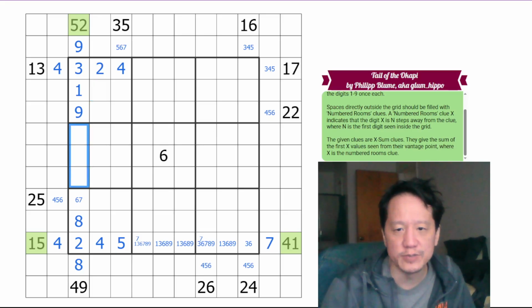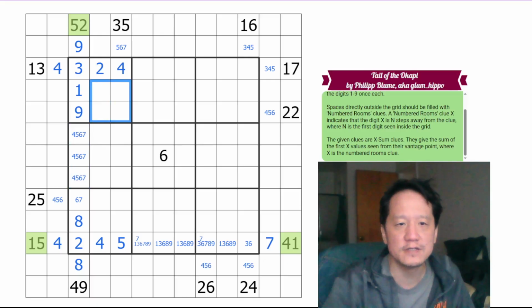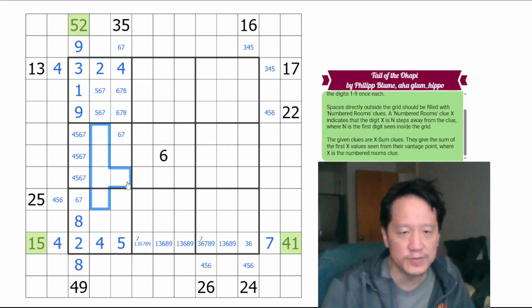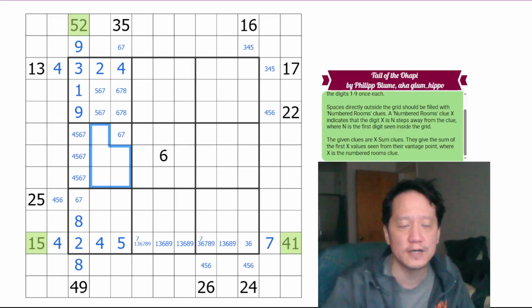So this is going to be the same. 4, 5, 6, 7. This is 5, 6, 7, 8. In the 4th spot cannot be a 5, so this can't be 5. This is 6 or 7, so this can't be 5 here. 8 has to be one of these two, so this can't be 8. 5 is one of these. This is 4, 5, 6, 7, so this is 1, 2, 3, 8, 9.